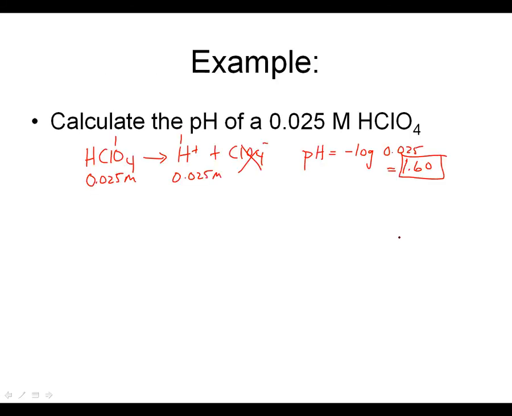Any questions on that? So why don't you try one here? Why don't you try what you think the pH of a 0.025 molar calcium hydroxide solution would be. And for the sake of this example, we'll say this is a strong base. So take a minute or so and see what you come up with.